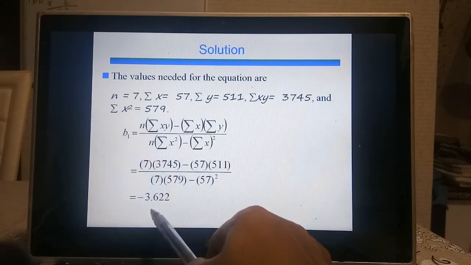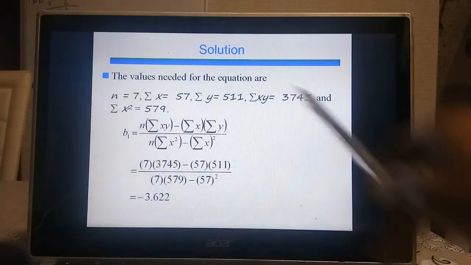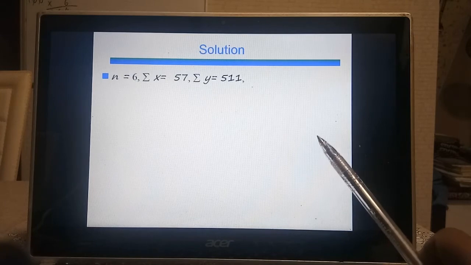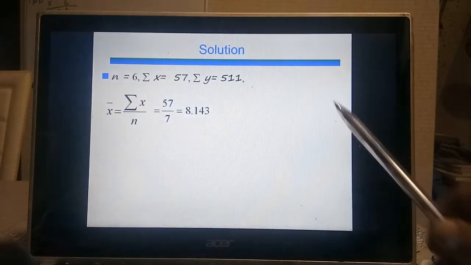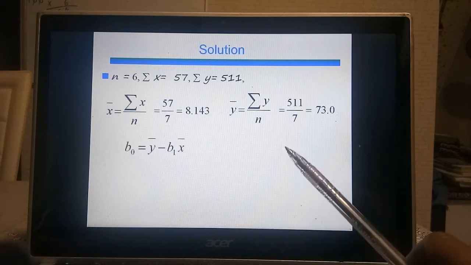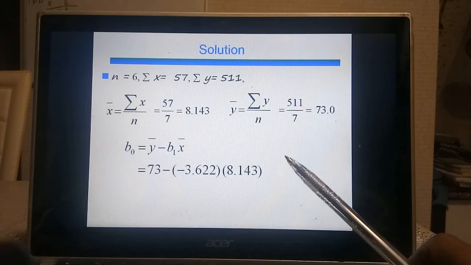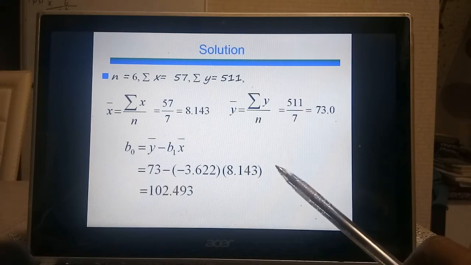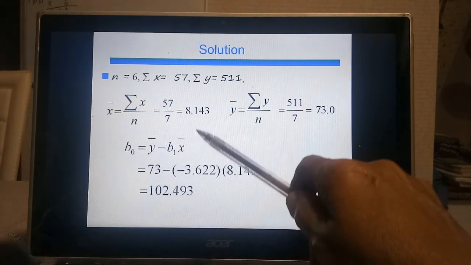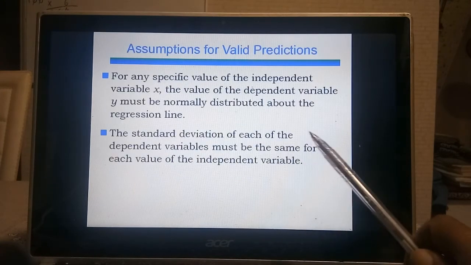Okay, dah dapat B1, kita dapatkan Y bar, X bar untuk cari B0. Okay, next dari X bar, dapatkan Y bar. Okay, kemudian gantikan dalam B0 dan B1 yang kita dapat from the earlier calculation. So this is the B0. So once dapat B0 dengan B1, kita gantikan dalam regression line. Okay.